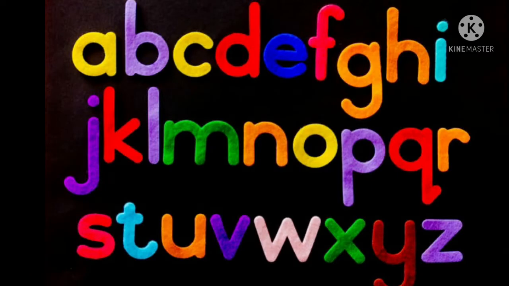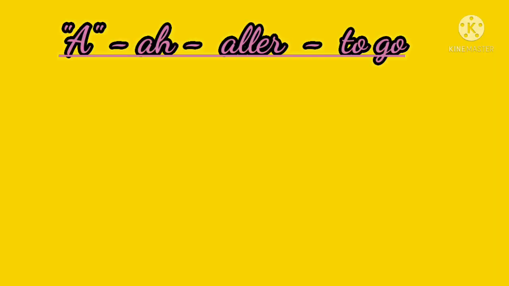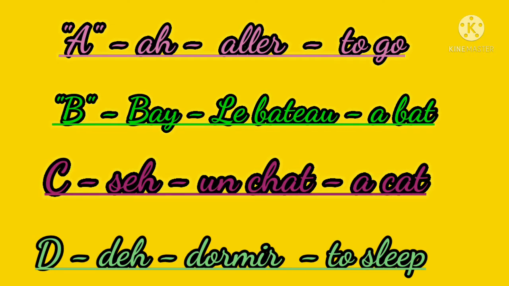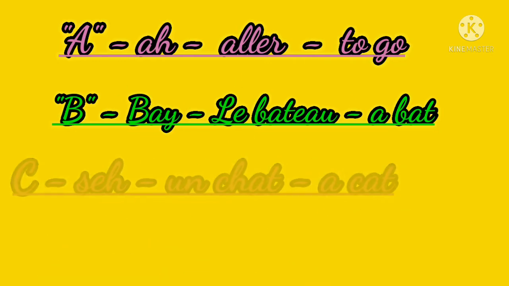English and French have almost the same alphabets. First of all we have A, aller, to go. B is be, la bateau, a boat. C is se, and chat, a cat. D is de, dormir, to sleep, dormir.